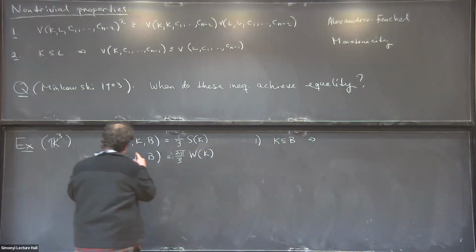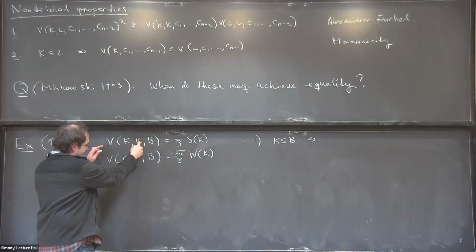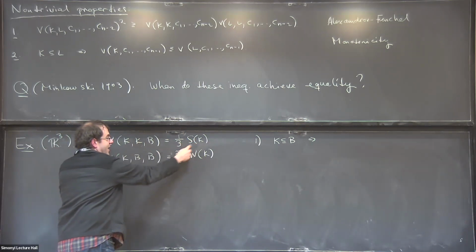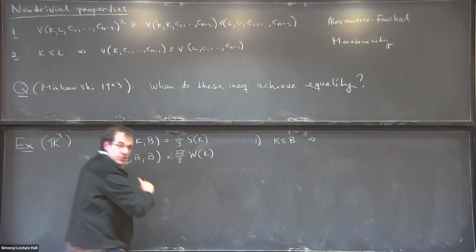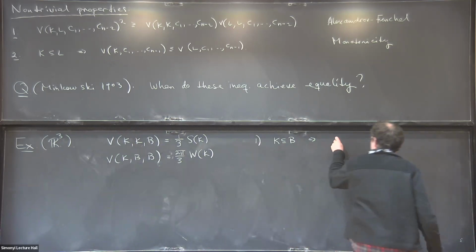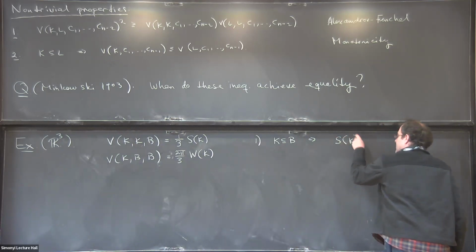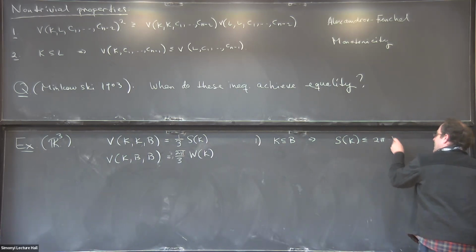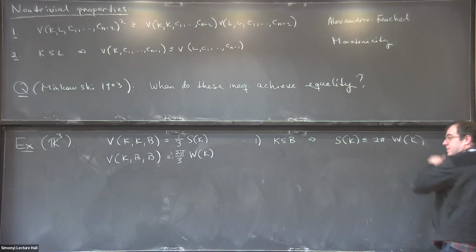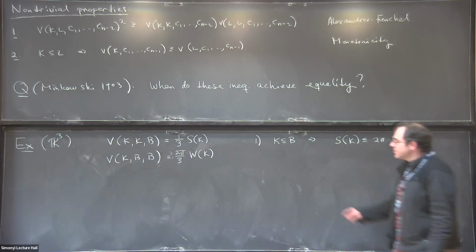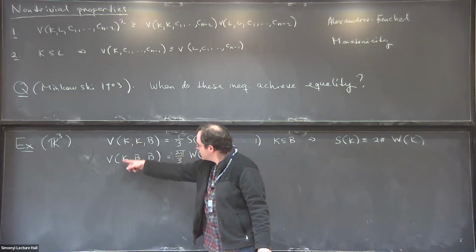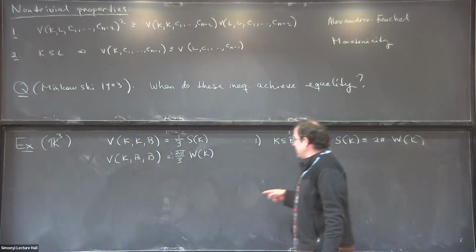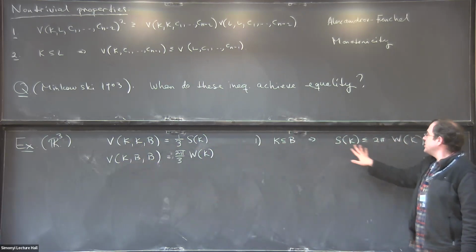Then K is contained in B. So it means that S of K is less than or equal to 2 pi W of K. So if I have a body with outer radius 1, then the surface area of that body is bounded by 2 pi times the mean width of that body. It's an immediate consequence of monotonicity, because these two are the same, and this one is smaller than that. And of course, I could make this inequality homogeneous if I wanted.